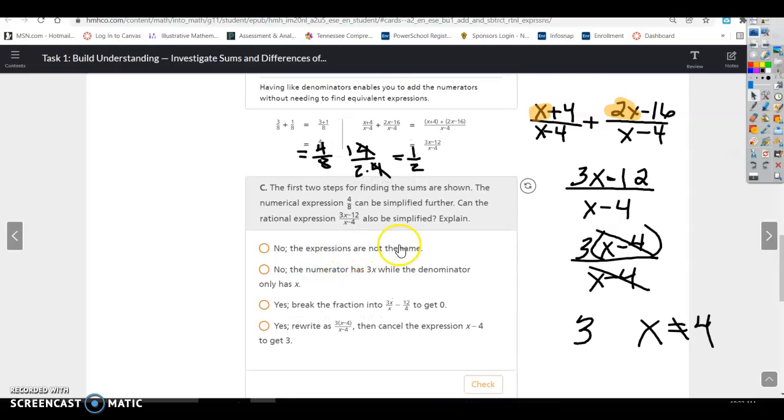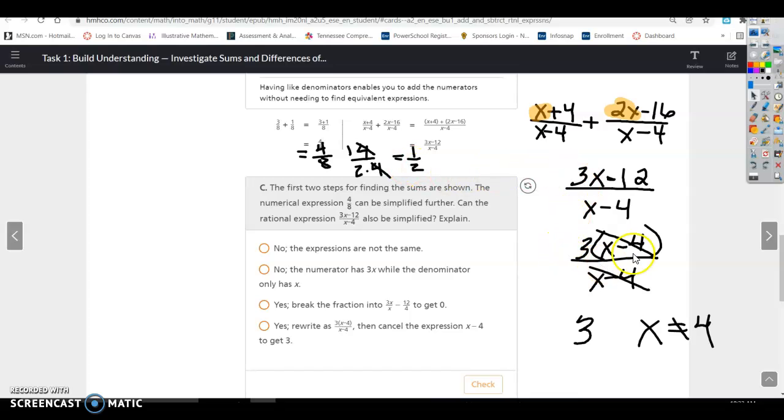The first two steps for finding the sums are shown. The numerical expression 4 over 8 can be simplified further. Can the rational expression also be simplified? Explain. Yes, we simplified both of these, and they had a common term of 4. 4 goes into 4 one time. 4 goes into 8 two times, so we reduced those by 4 and got 1/2.